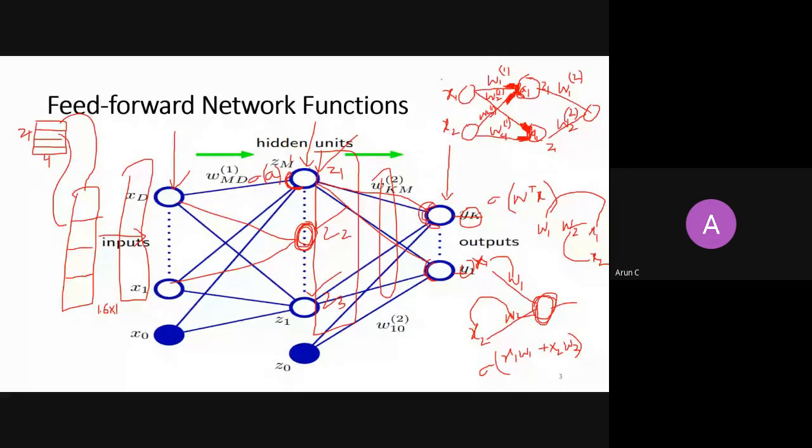Secondly, we will see how to find out the values of these W's. But right now I'm just explaining how to read my neural network notation-wise, right?